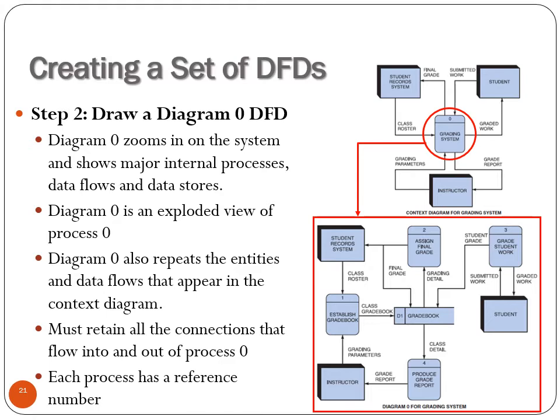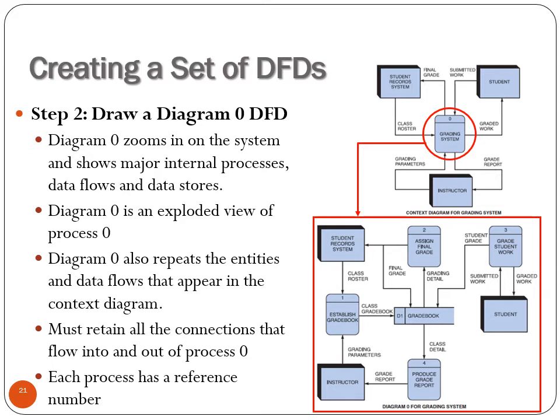The second step is drawing a diagram 0 DFD. Diagram 0 zooms in on the system and shows major internal processes, data flows, and data stores. Diagram 0 is an exploded view of process 0. Look at the example. This is process 0 of the context diagram for the grading system. The details of process 0 are pictured in diagram 0 for the grading system. In other words, the details of process 0 are featured in diagram 0 and lower level diagrams if needed.